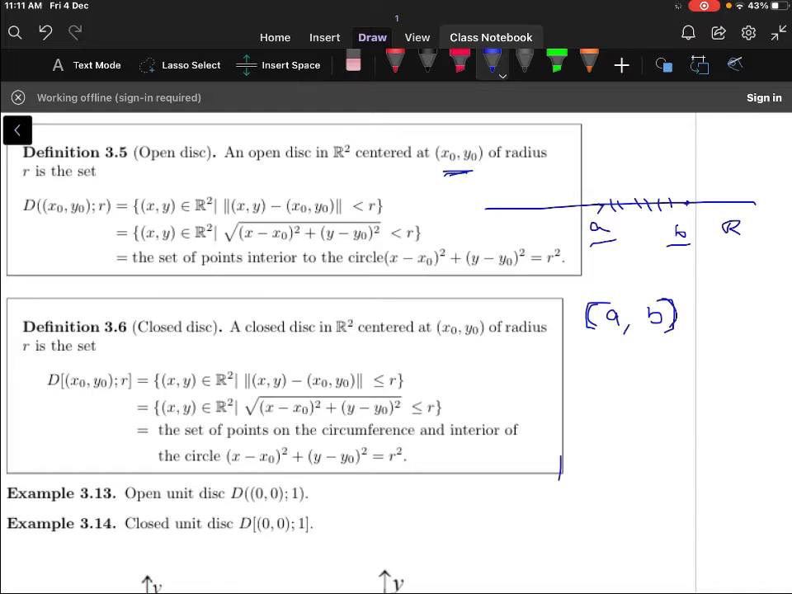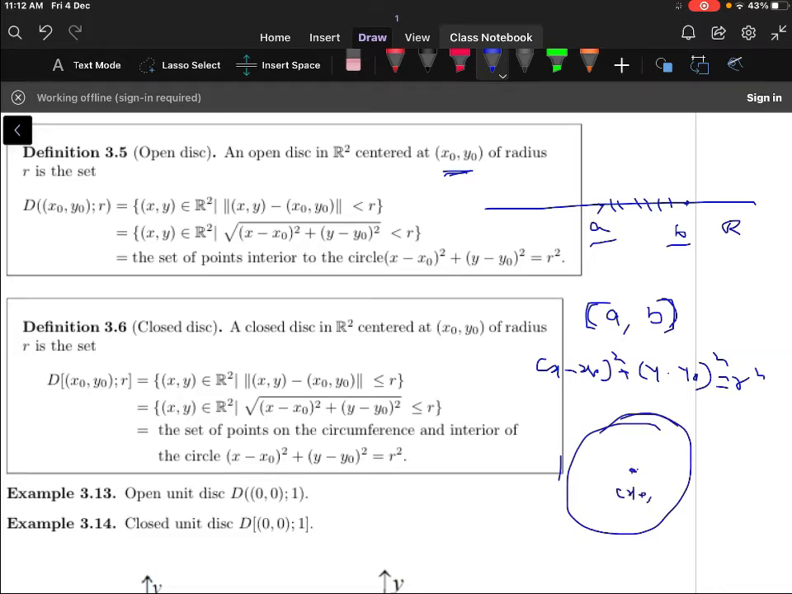Before moving to the open disk, let us define the points on the circle. The circle with center x0 comma y0 and radius r can be written as x minus x0 whole square plus y minus y0 whole square is equal to r square. So that can be written as the circle with center x0 comma y0 with radius r.